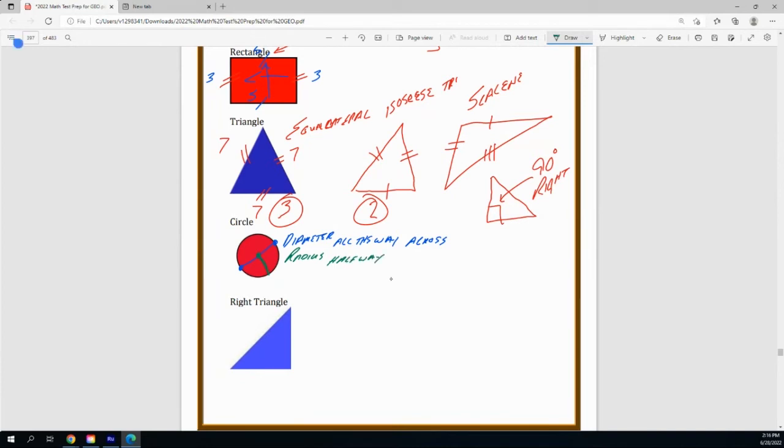So if you know the diameter, let's say the diameter for this circle here was 10. That's the diameter. We usually say d equals. Well, then the radius, by definition, is half of the diameter. So the radius would be 5.